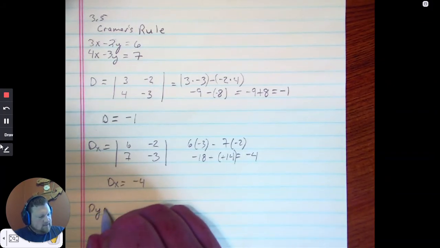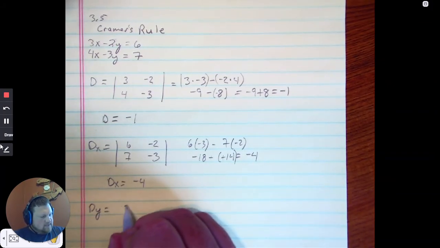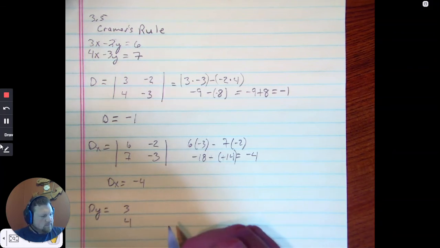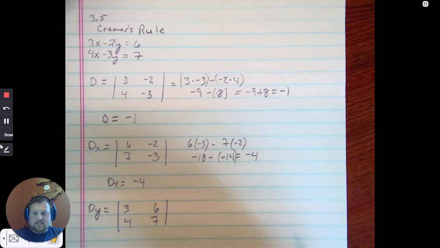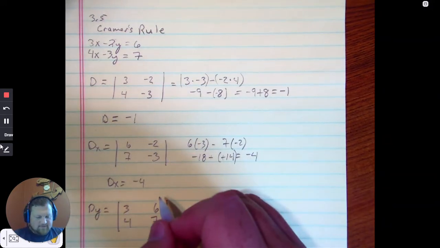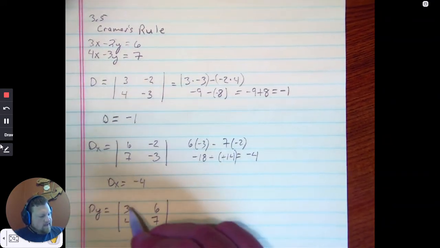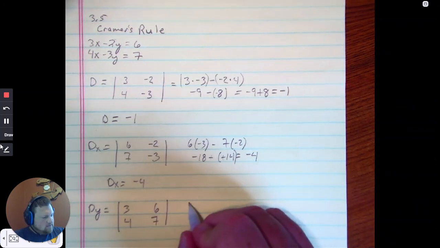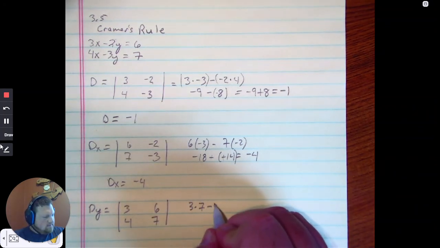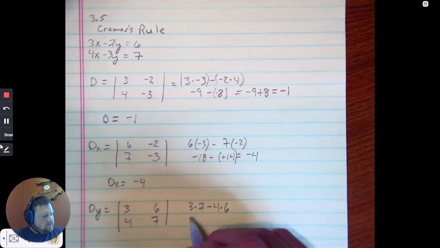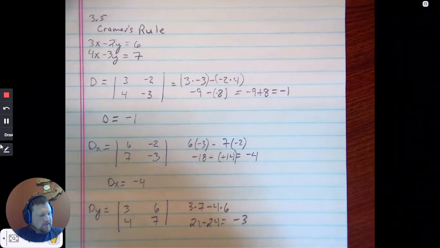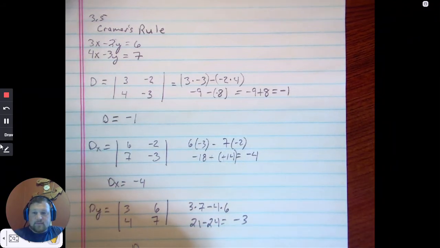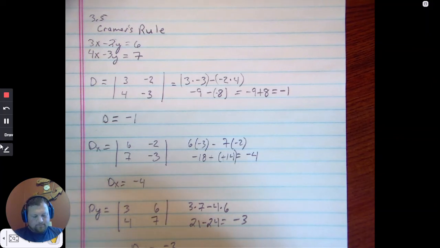And then for my d of y, instead of replacing my x's, I'm going to replace my y's with that 6, 7. And I'm going to do the same exact thing. I'm going to find the determinant of those values. So cross multiply, so 3 times 7 minus 4 times 6. So 21 minus 24, which would be -3. So my d of y equals -3.